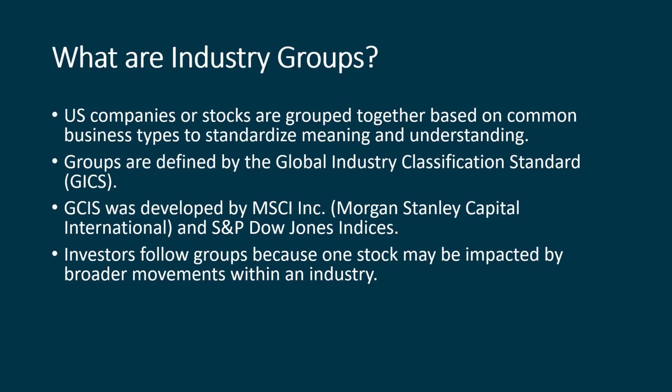Investors follow these groups because one stock may be impacted by a broader movement within an industry. If you're looking at the airline industry group and you want to find a good investment, you might look for the weakest stock within an overall strong group. We see that a lot in the markets where one company will come out with real positive news and there might be sympathy rallies that occur at the same time.